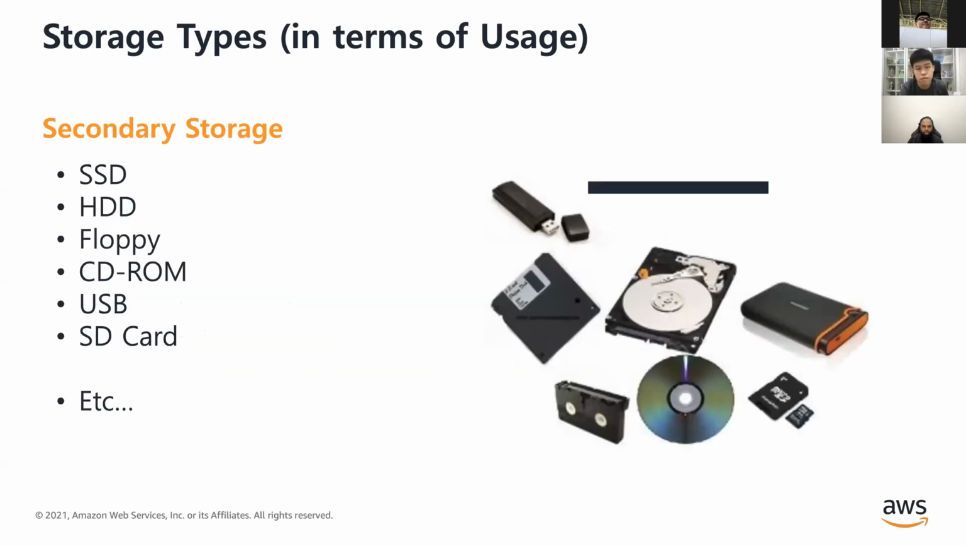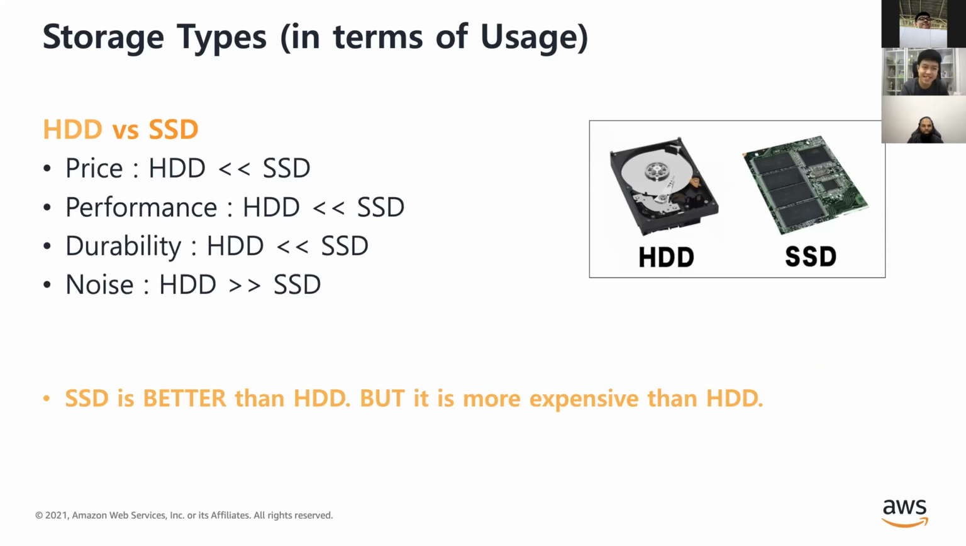In terms of usage, for secondary storage you have all these different storages. Right now, mostly everyone has an SSD somehow. Floppy, if you have one, it's awesome. You can keep it in the cupboard somewhere and show it off as vintage classic tech. From a price perspective, you'll notice that hard disks are cheaper than an SSD. Performance-wise, an SSD is definitely better. Durability-wise, an SSD is also better. But from a noise perspective, a hard disk is always noisier. It'll always have a spinning wheel.